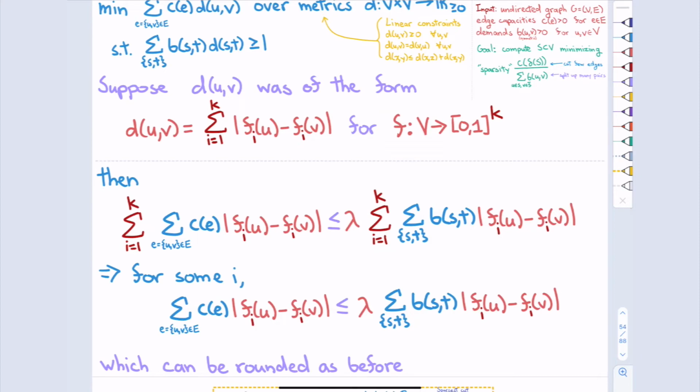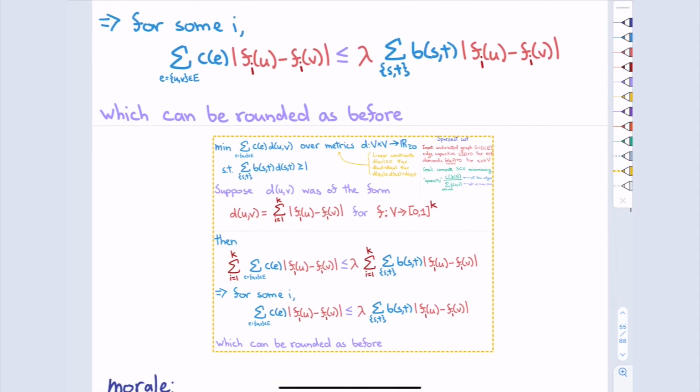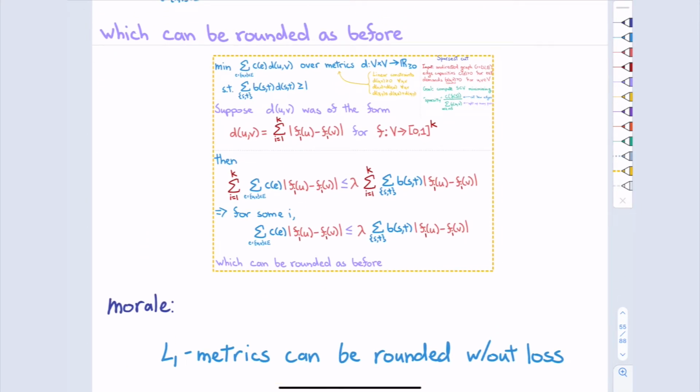All right, so what's the takeaway? If our metric was given as a sum of line embeddings, which is called an L1 metric, it can be rounded without loss. So L1 metrics can be converted to cuts without loss, essentially from a probabilistic argument. All right, fine. Not done yet.